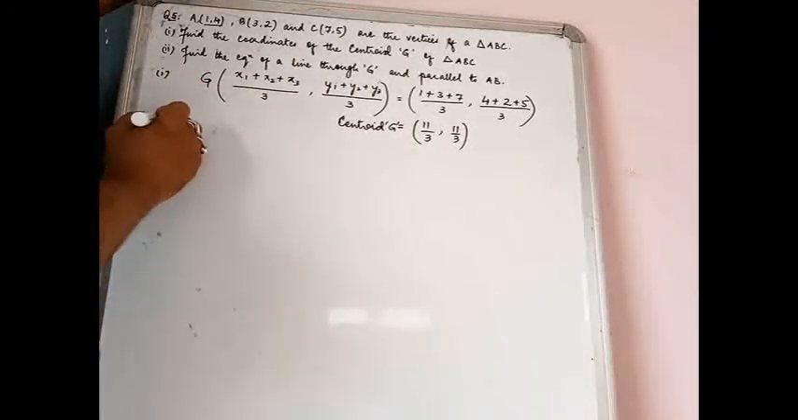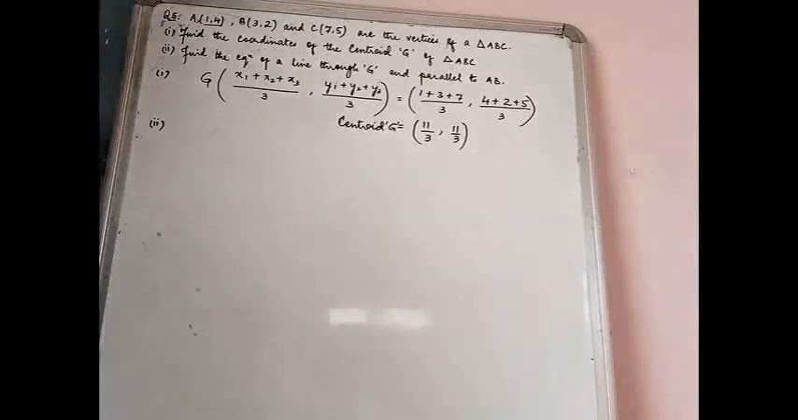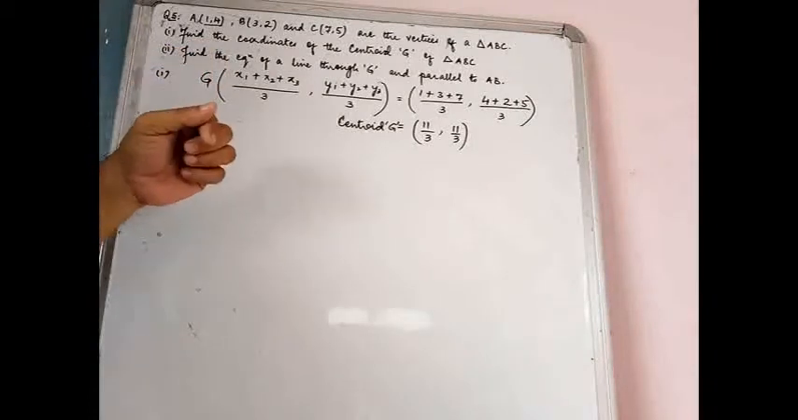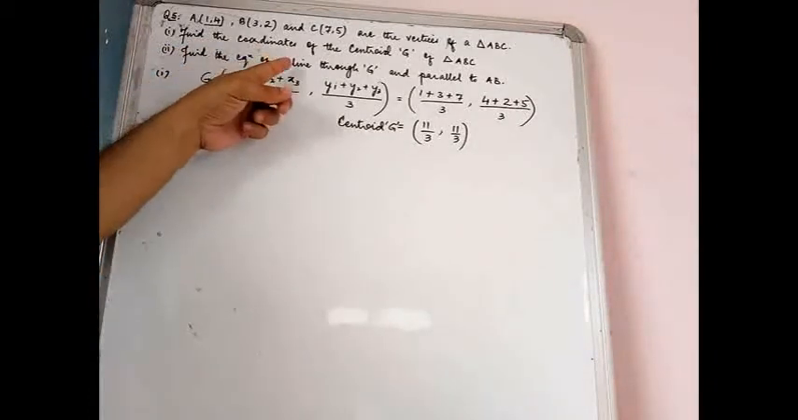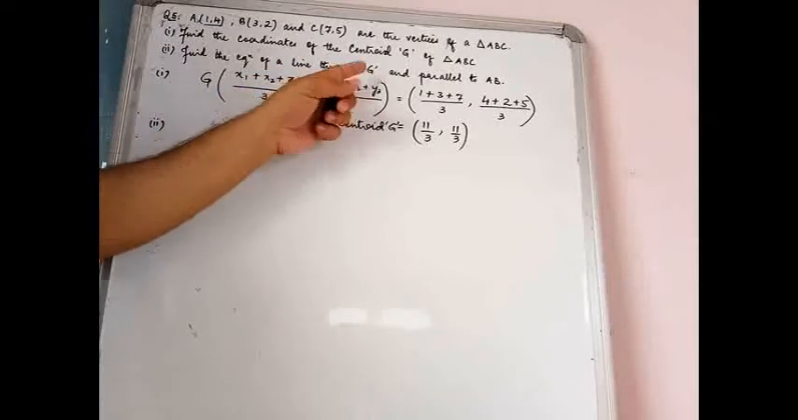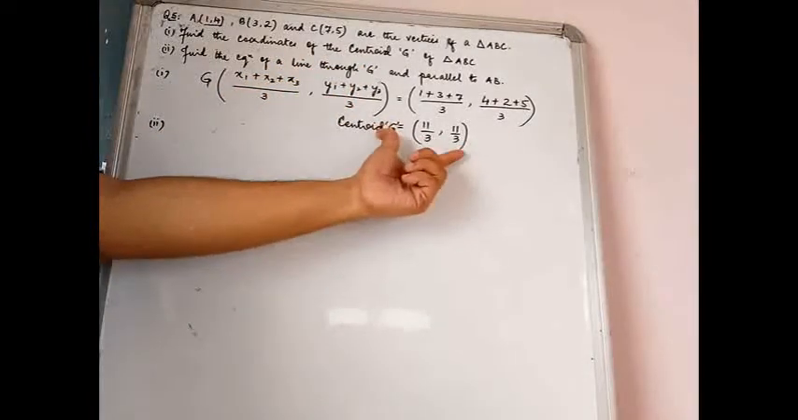Now coming to the second part of the question, which deals with what we are doing in this particular chapter, finding the equation of a line. So find the equation of a line which is passing through this G. Okay, so this G we have already calculated.